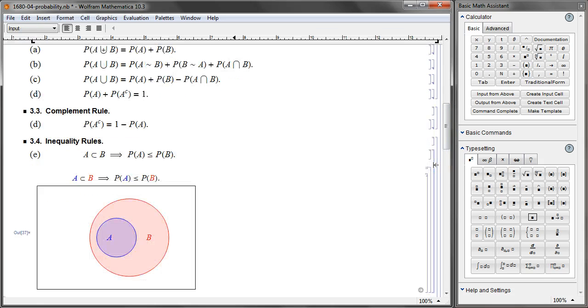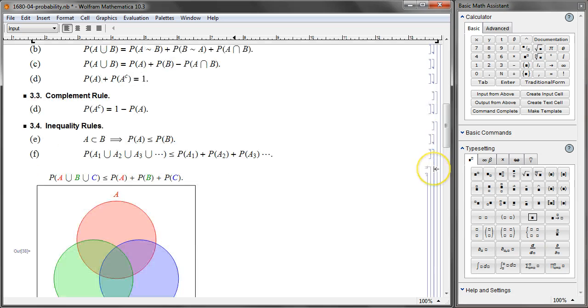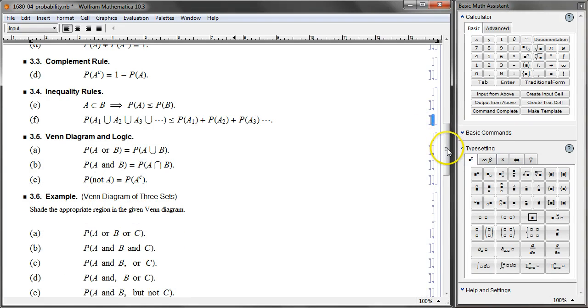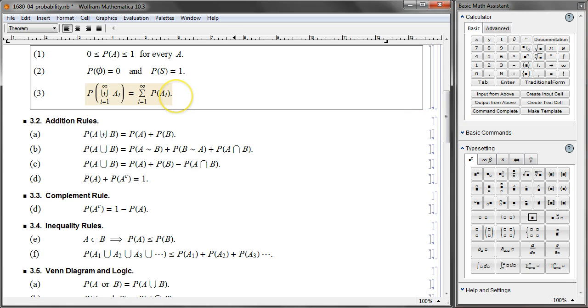The other rules are pretty much straightforward. Inequality rule here. If B includes A, as you can see, then the probability of B should be bigger. Duh. And this one is a little bit harder to see, but here we go. The probability of the union is in general less than or equal to the sum of the probabilities, as you can see in this picture, because there are overlaps that may be counted twice, thrice, 4 times, and so on. Of course, if they're all mutually exclusive, then they have to be the same.